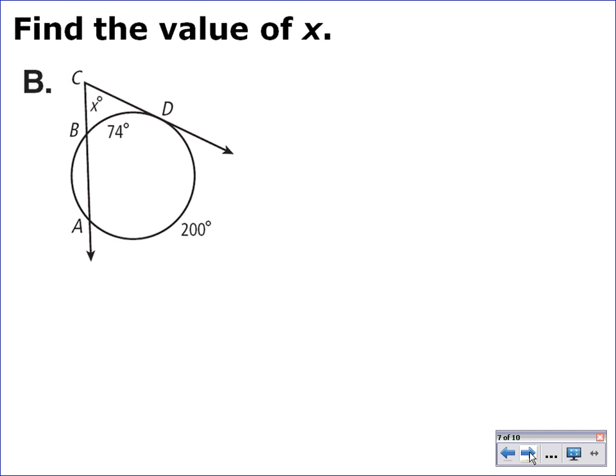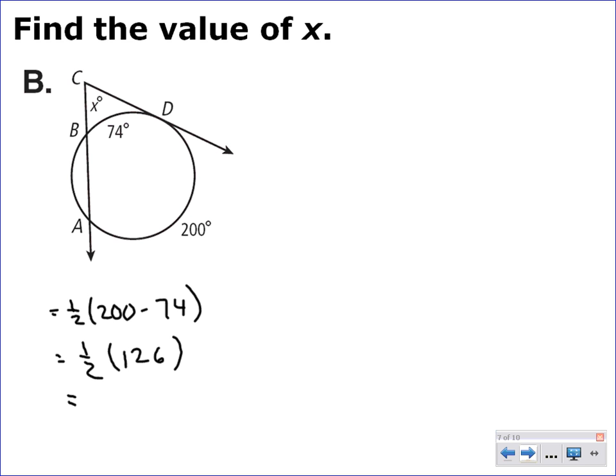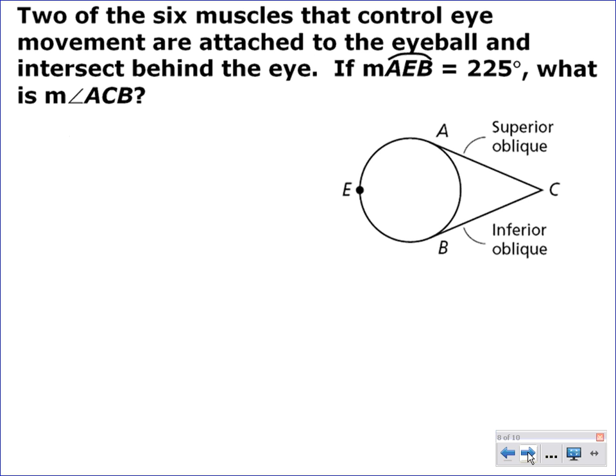Okay, the next one, same thing. It's outside, so it's 1/2 the difference of the angles. So 1/2 of 200 minus 74 gives us 126, and half of 126 gives us 63 degrees. Okay. All right. Eyeball problem.